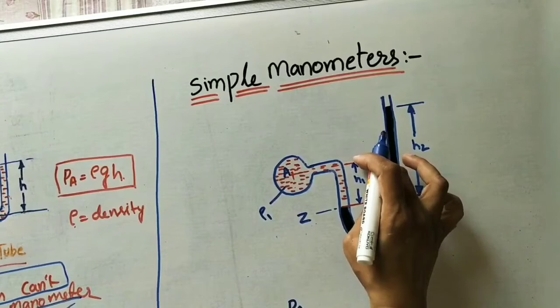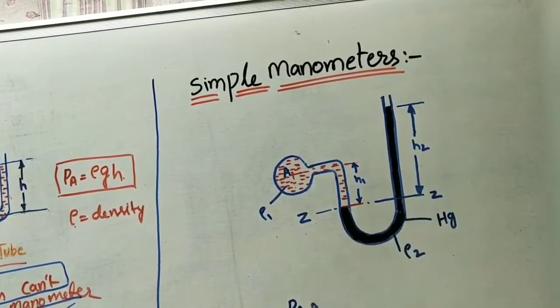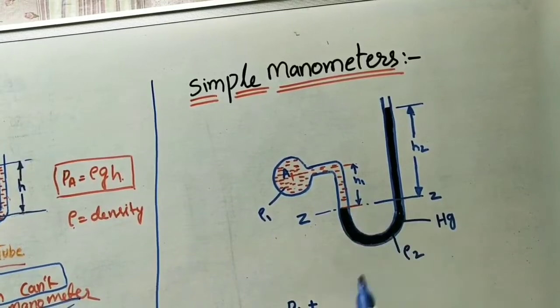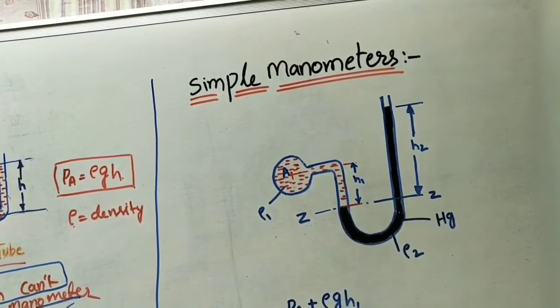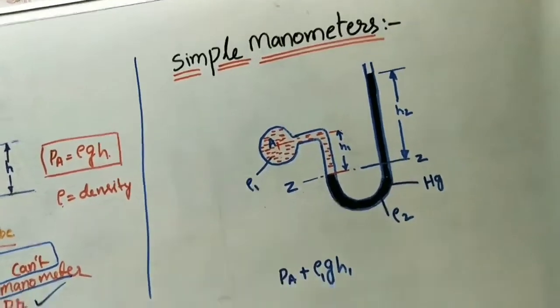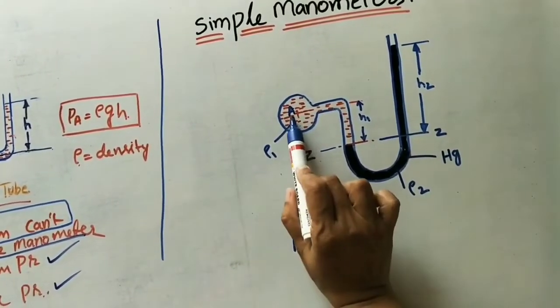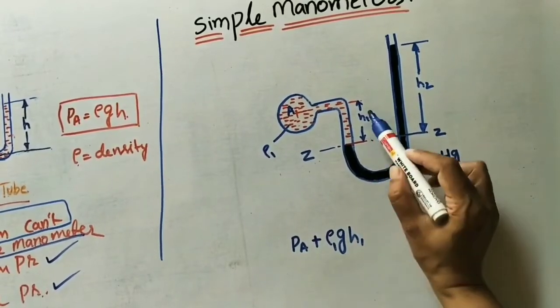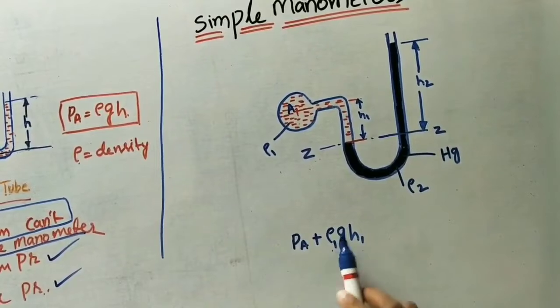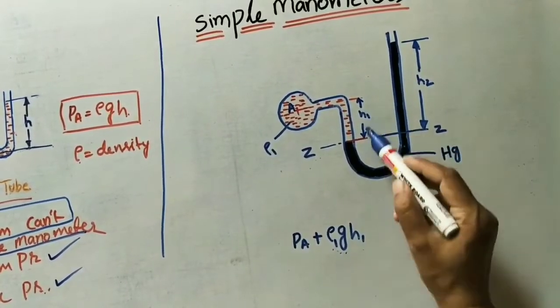Plus, what is the height? Because of this height, some pressure will be there. So the pressure formula is rho1 G H1, because of the first liquid with density rho1. Because of that, I am writing the equation like this. PA is this unknown value plus, because of this height, some pressure. That formula is rho G H, but I am taking rho1 G H1.